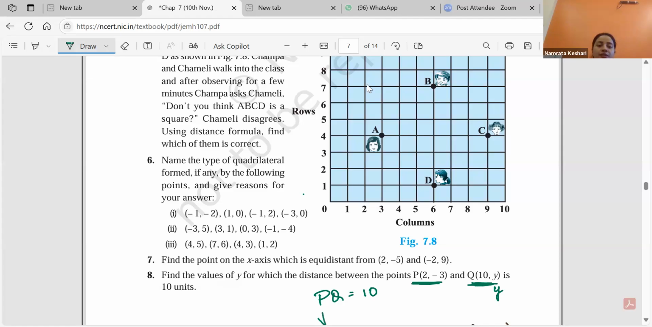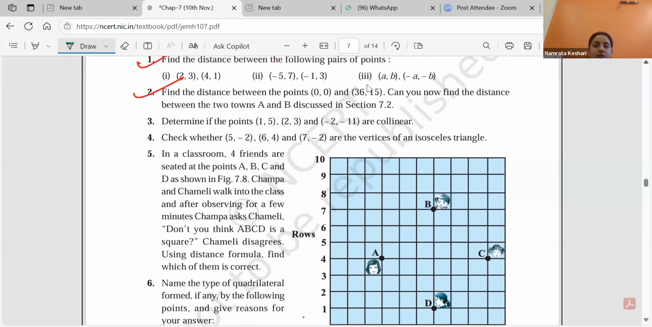The moment you use the distance formula, which equals 10, what you have to do is square both sides. The moment you square both sides, you will be able to take out the value of y. Are you getting it, everyone? Yes or no? Yes, ma'am.